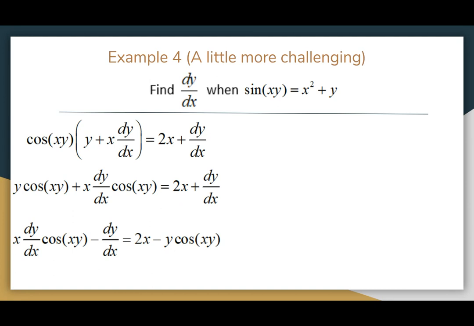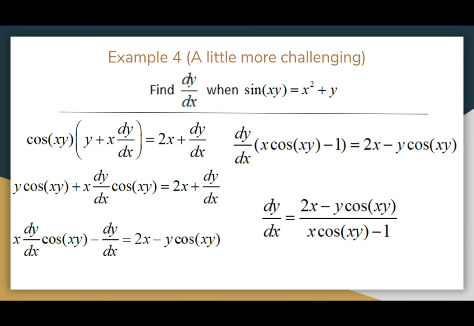Okay, and it doesn't look pretty, but once again, I can group this, treat my dy/dx as my GCF, factor it out, and then divide by what I've got left, which gets me this. Now again, does it look pretty? Oh, heck no, but it's still a doable problem. Questions, comments, concerns?